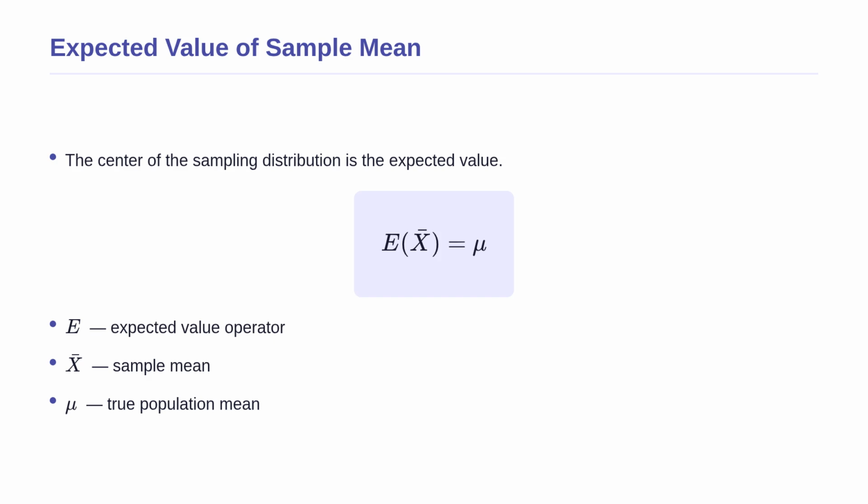In this formula, E represents the expected value operator, X bar is our sample mean, and mu is the true population mean, measured in the same units as the data. If the true mean increases, the center of our sampling distribution shifts exactly by the same amount.